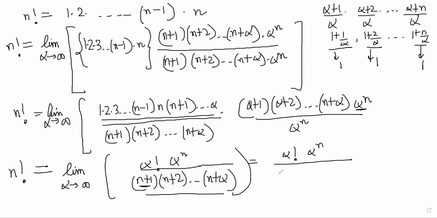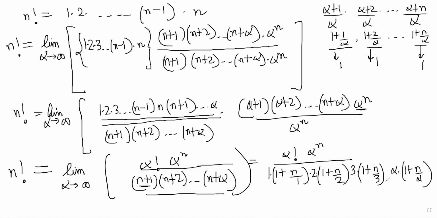Okay, I will rewrite it like this: 1 plus n by 1. No, I am not taking n common actually. I'm saying 1 common from the first one and 2 common from the next one. So it will become 1 plus n by 2 and 3 common from the next one. So that will be 1 plus n by 3. And finally, alpha common from the last one, and that will be 1 plus n by alpha, right? So in the denominator, you can see 1, 2, 3 till alpha comes, which is basically alpha factorial. So it gets cancelled from the top, right? So finally, you have limit alpha tends to infinity alpha power n by the product of these factors, right?